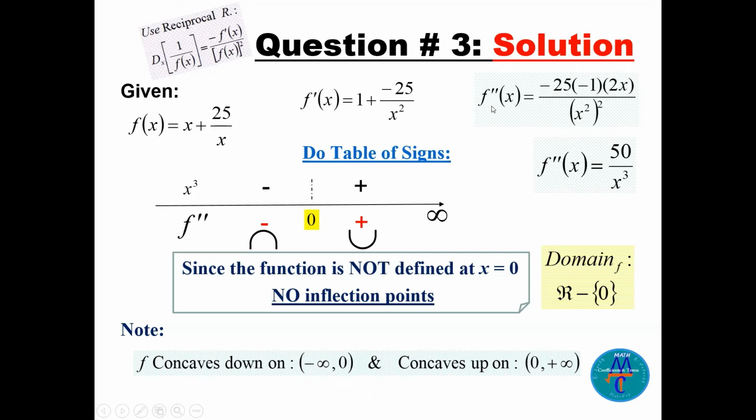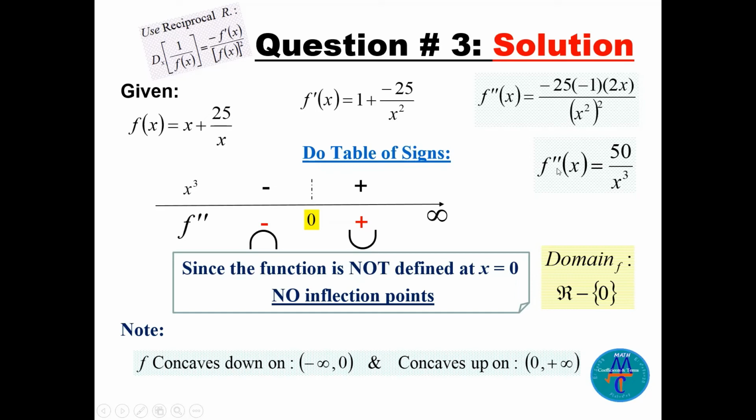If we need f double prime, the derivative of 1 is 0. Now this is minus 25, that's a constant. And there is a minus from the formula. We use again the reciprocal rule. That will be minus 1. The derivative of x squared will be 2x over the function x squared squared, which is x to the power 4. Cancel one of them with the x here, and minus with the minus. 2 times 25. The final answer for the second derivative is 50 over x cubed.